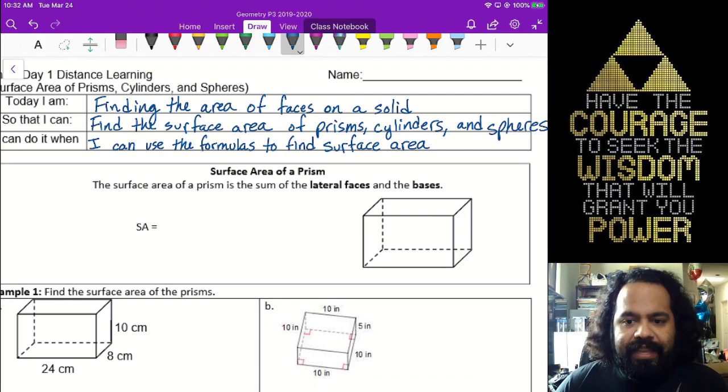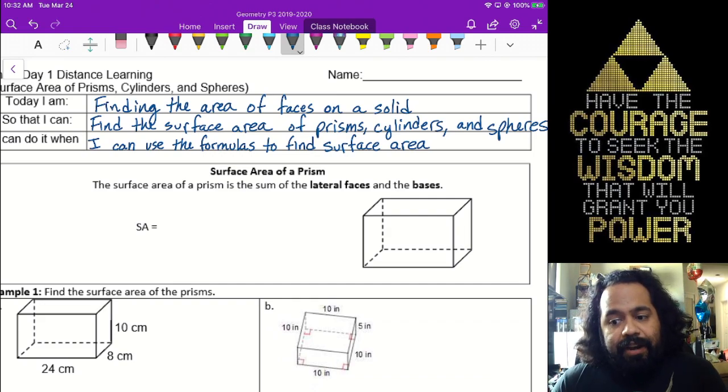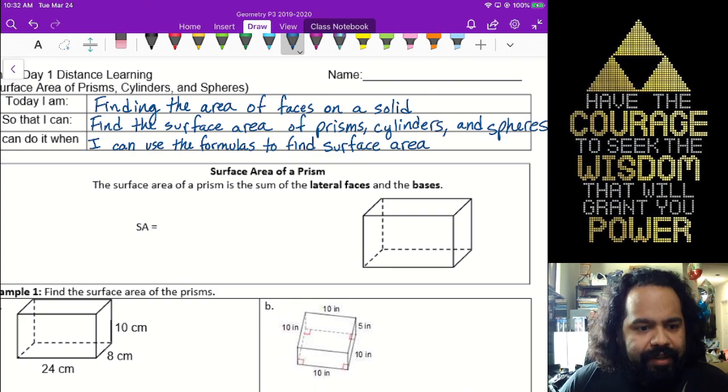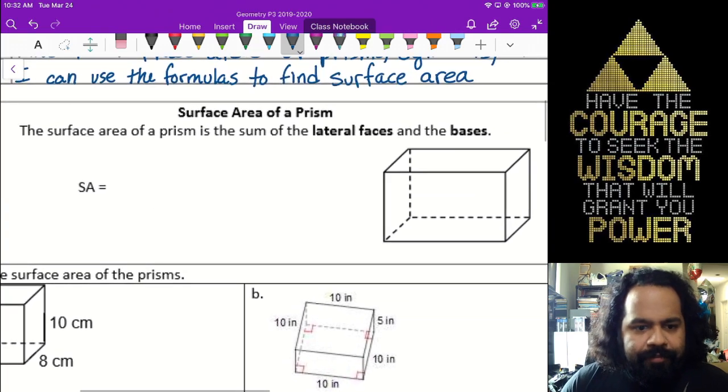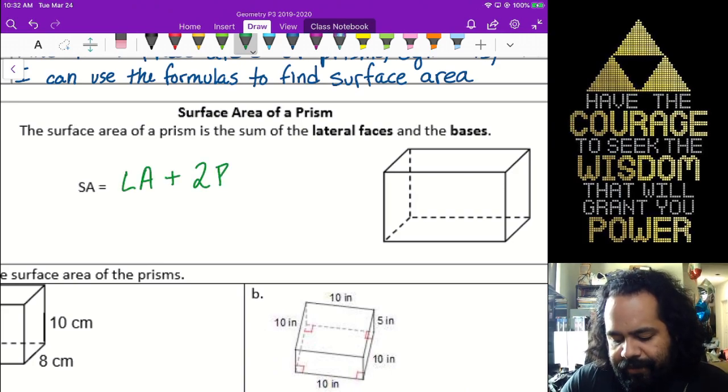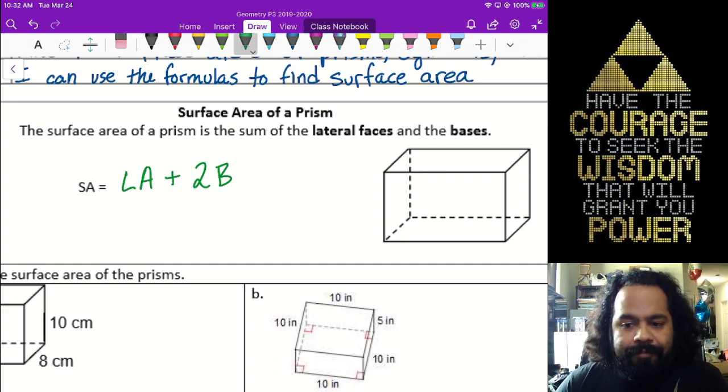For any given prism, we want to find the sum of the lateral faces and our 2 bases. Depending on what type of prism you have, it's really easy to identify. I always say let your base be your bottom. If it's not the bottom, let it be the 2 faces that are exactly the same. You'll see what I mean in a bit. So surface area is equal to the lateral area plus the area of 2 of our bases. Capital B is the base area.